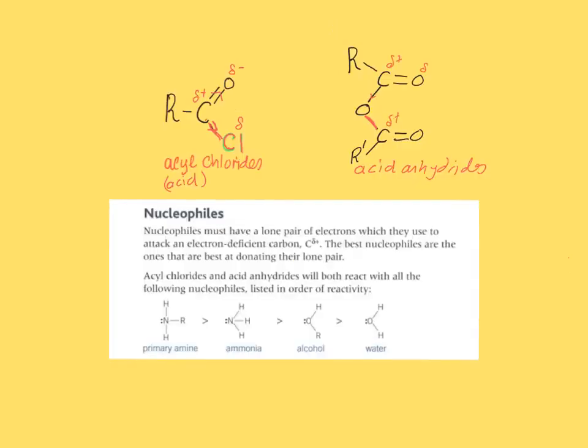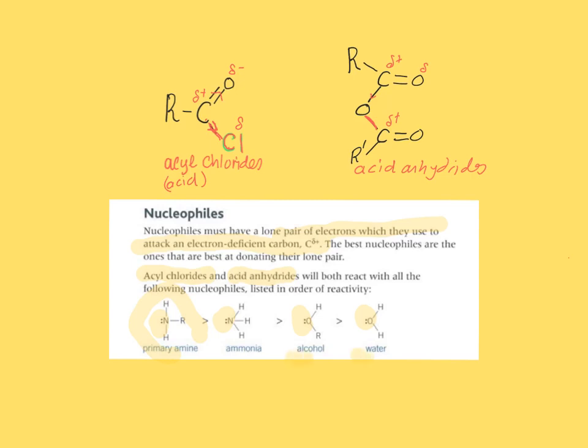So let's revisit nucleophiles. We know the definition of a nucleophile is a species with a lone pair of electrons, which they use to donate that lone pair of electrons or attack an electron deficient carbon atom. The nucleophiles that we met last year, the best nucleophiles are the ones with the greatest availability of this lone pair of electrons. So because acid chlorides and acid anhydrides will both react with nucleophiles, primary amines are much better nucleophiles than ammonia, which is better than alcohol, which is better than water.